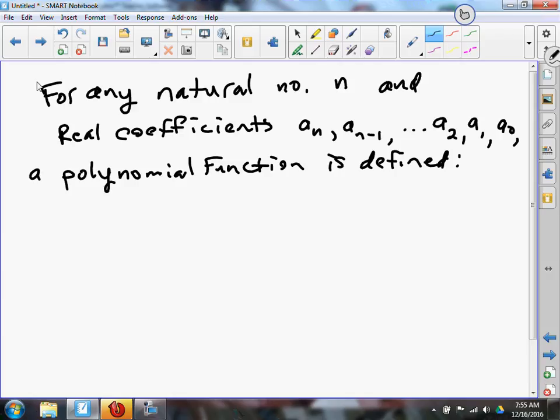All we're saying is anytime an n shows up, it's a natural number, okay? Like 1 or 2 or 3. Anytime there's coefficients, the coefficients have to be real, okay? They can be irrational, but they have to be real. So a polynomial function is defined as this. P of x equals, the P obviously stands for polynomial.